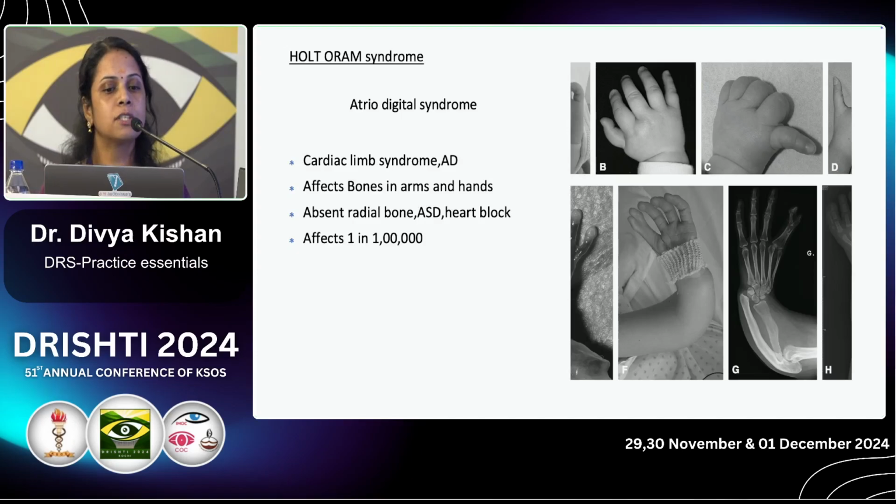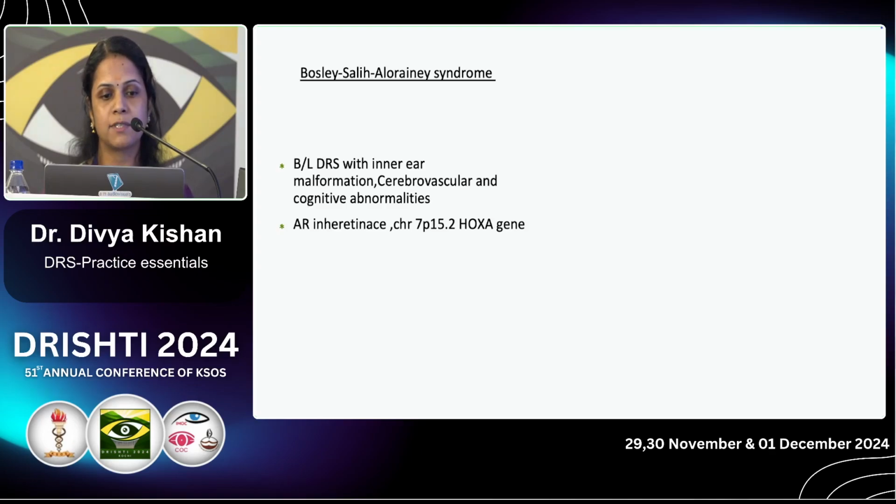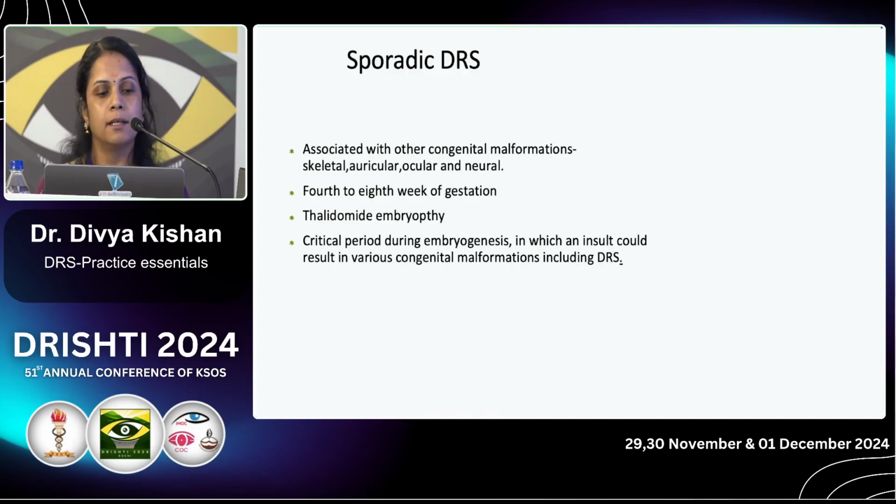The Holt-Oram syndrome is also known as atriodigital syndrome. It is a cardiac limb syndrome with anomalies in the heart and bones in the arms and the hand. The Bosley-Salih-Alorainy syndrome is another condition with bilateral DRS and inner ear malformations, cerebrovascular and cognitive abnormalities. There are cases of sporadic DRS, and that is associated with other congenital malformations of the skeletal, auricular, ocular, and neural systems.